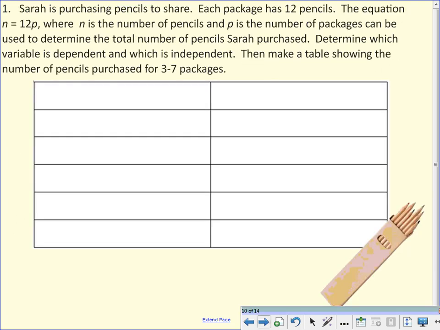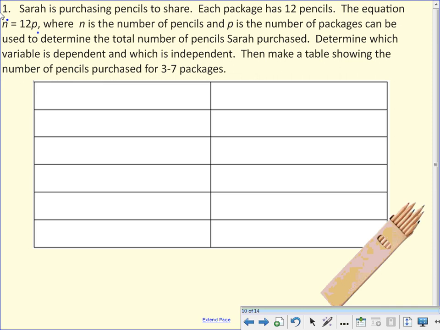All right, number 1. Let's take a look at this one. Sarah is purchasing pencils to share. That's so nice of her. Each package has 12 pencils. The equation N equals 12p, where N is the number of pencils and P is the number of packages, can be used to determine the total number of pencils. So she's buying packages, but we want to know how many pencils. Determine which variable is dependent and which is independent.